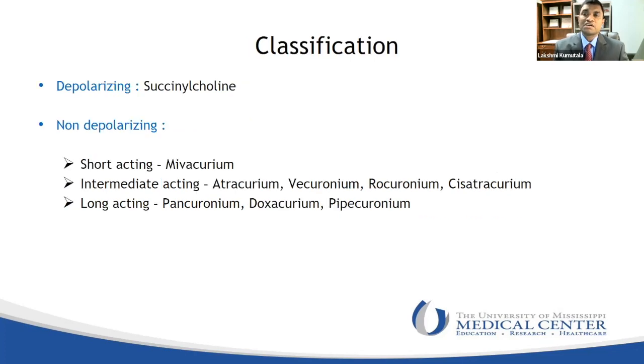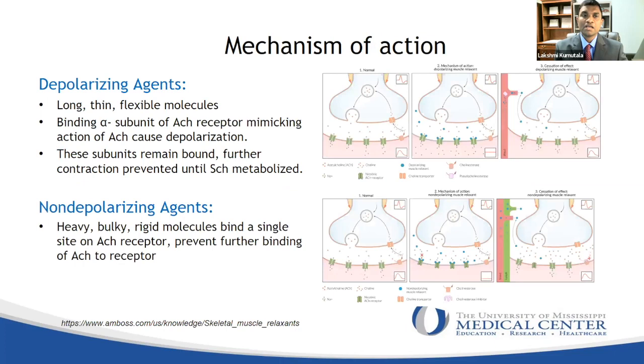The classification of neuromuscular blockers is based on the mechanism of action. They are divided into depolarizing agents, where the only muscle relaxant we use is succinylcholine, and the non-depolarizing agents. Based on the duration of action, non-depolarizing agents are divided into short-acting agents, intermediate-acting agents, and long-acting agents. We will go over each medication in the future slides.